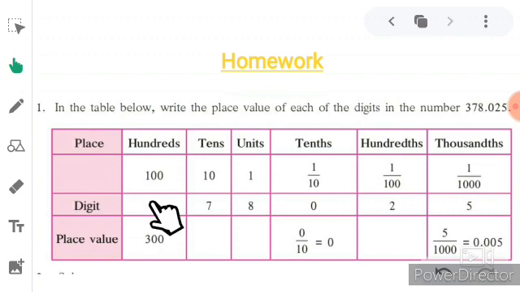3 is present digit, 300. 3 is present at hundreds place, so we will have to multiply it by 100. 300 is the value of this 3. Now 7, the value of 7 is 70. How? It is present on tens place, so we will have to multiply that number by 10. So 7 multiplied by 10 is equal to 70. So here your answer is 70. So likewise you will have to fill all this table.